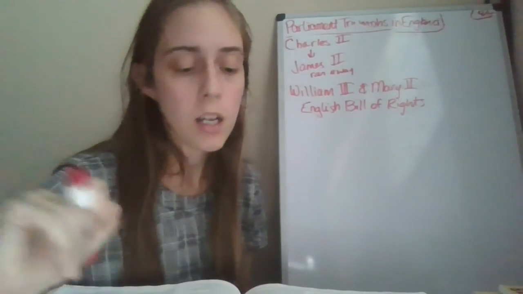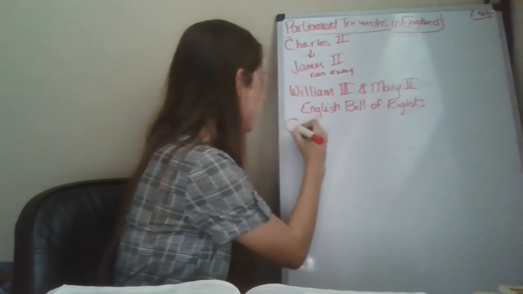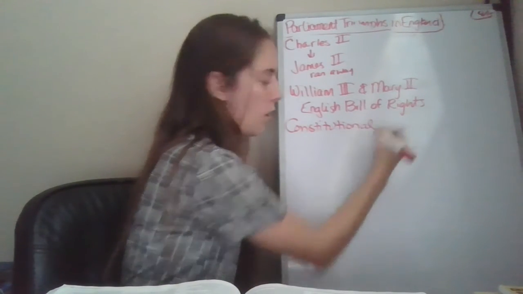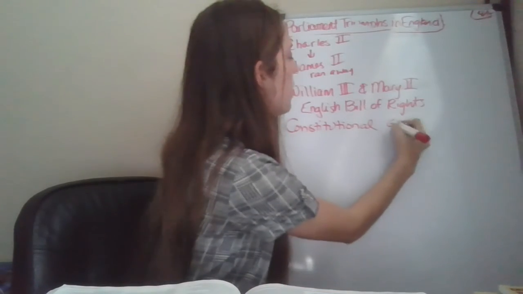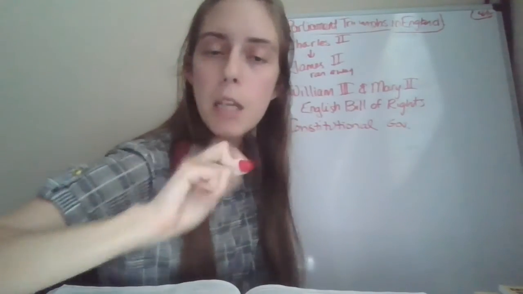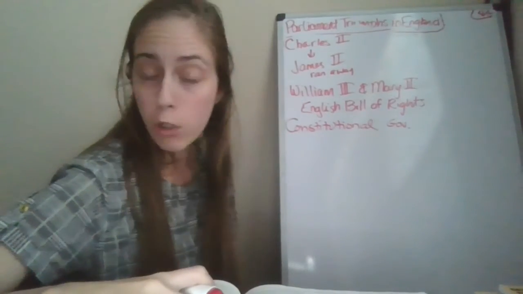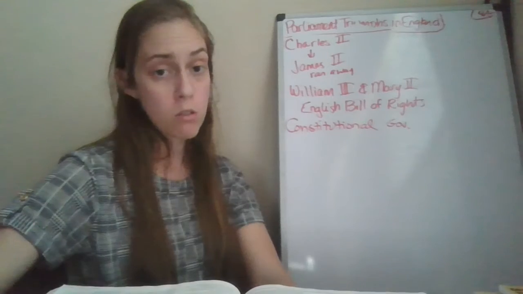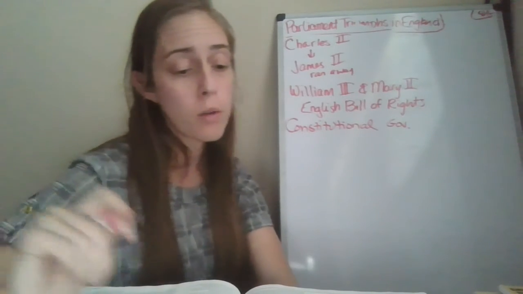So we're almost done. Constitutional government. Let's talk about that. So, constitutional government, specifically, is a government whose power is defined and limited by law. That means that no matter who you are, you can't break the law. Before this, kings or queens could break the law however they wanted, but now you have to obey the law.